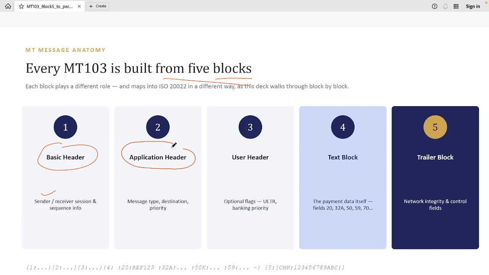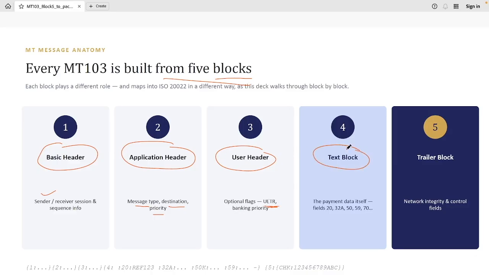Block 2, or the application header. Block 2 basically tells the FIN network how the message should be delivered. It normally identifies the message type, the destination, who is the receiver, the message priority, and in some cases delivery monitoring information. Block 3 is the user header block. Block 3 basically contains your optional services and user header information. The most important example, from the payment message point of view, is field 121. Field 121, if you remember, captures the UETR information.